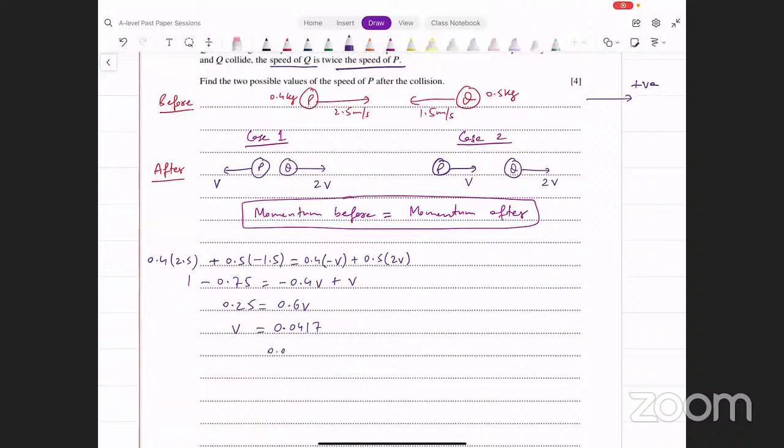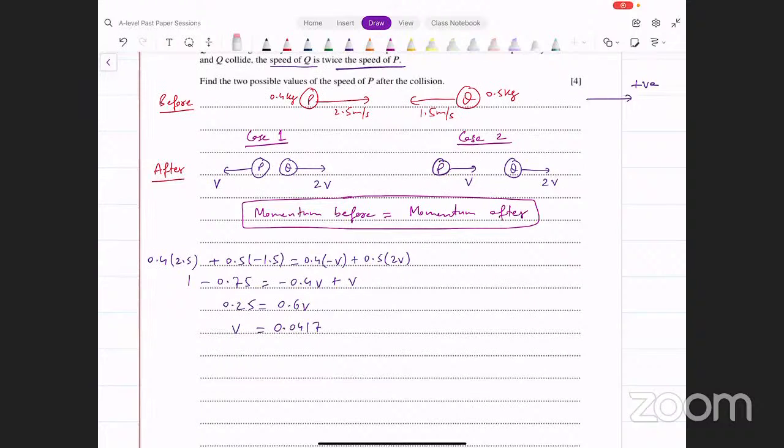If you write 0.04 or 0.042, that's going to be incorrect, आपको आंसर का मार्क नहीं मिलेगा, ठीक है? So don't lose marks like this. आपने at least 3 significant figures लिखने हैं, ज़्यादा लिख सकते हैं उससे, कम नहीं लिखना है, ठीक है? So that's one possible value of the velocity of P.